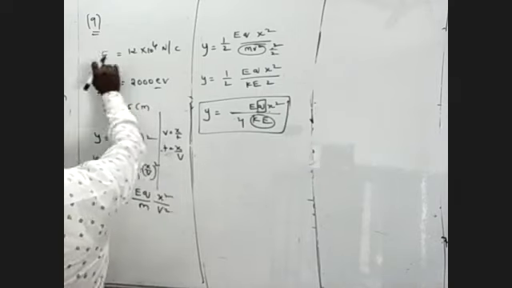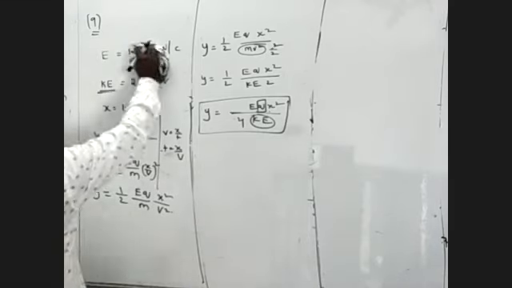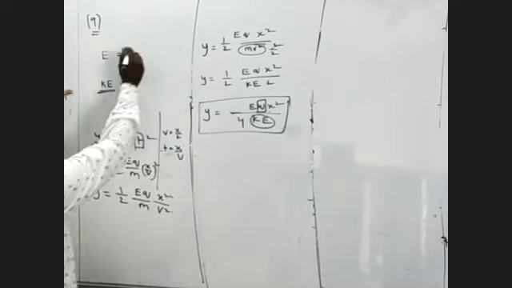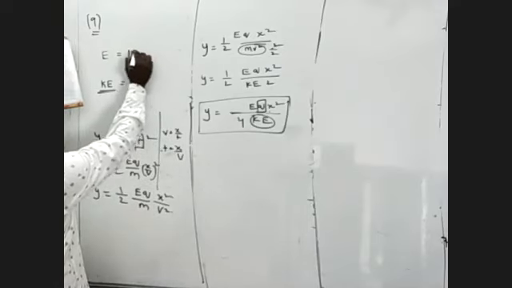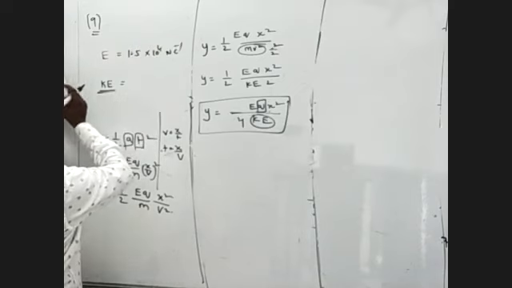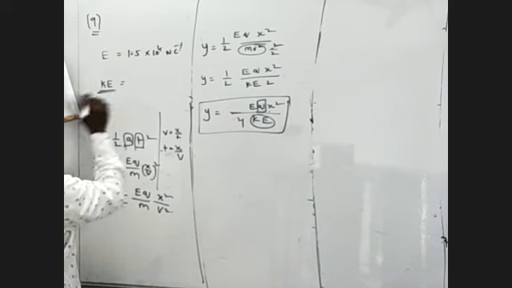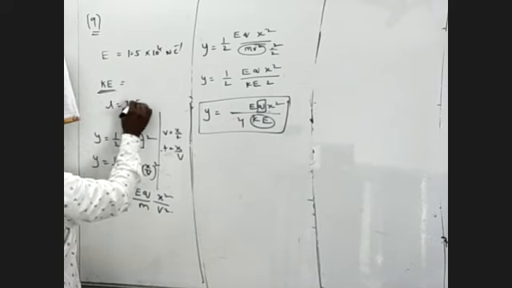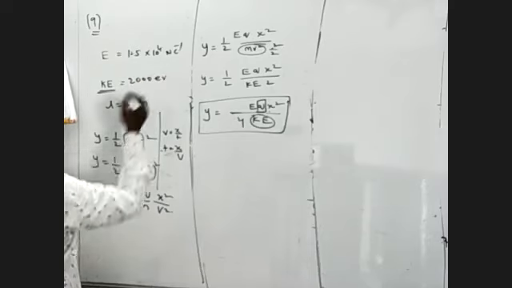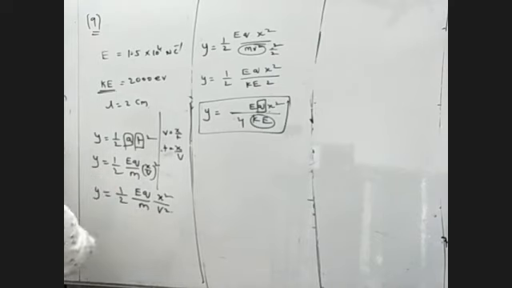So what is given in question 10? The electric field is given: 1.5 into 10 power of 4 newton per coulomb, exerted between two parallel plates. The parallel plate length is 2 centimeters and the kinetic energy is 2000 electron volt. We need to find the deflection.